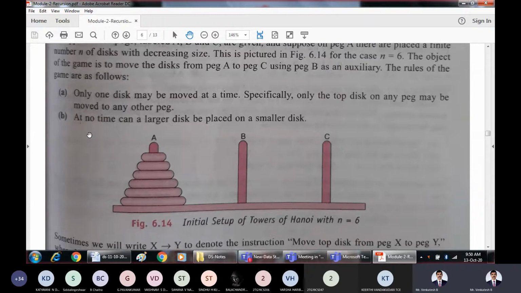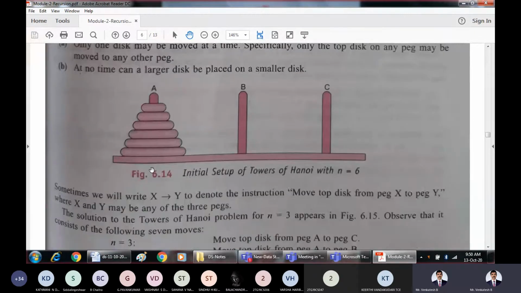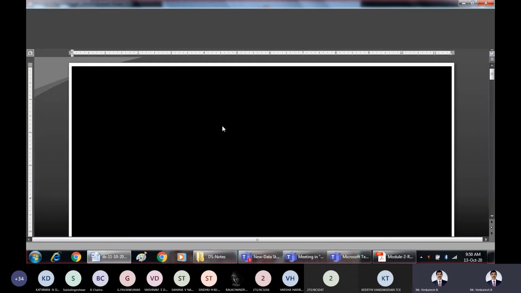The second condition here is that at no time can a larger disk be placed on a smaller disk. So that is one more condition. You are not allowed to keep a larger disk on a smaller disk. That condition must be maintained always. That is one predefined criterion. So the criteria say you are allowed to pick only one disk at a time, and that too only the topmost disk from the pegs.